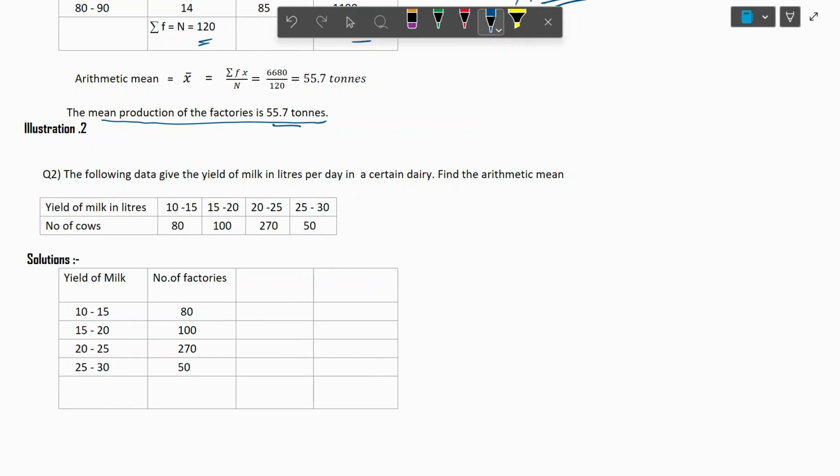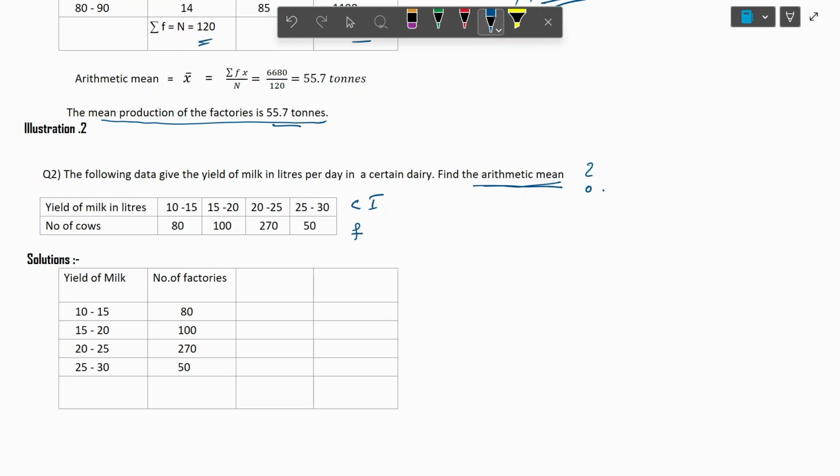Question number 2. The following data give the yield of milk in liters per day in a certain dairy. Find the arithmetic mean. Here also the question is, what is your arithmetic mean? Now, go through the question. It is given the yield of milk in liters. See here, this is in class interval, very clear. 10 to 15, 15 to 20, 20 to 25, 25 to 30. Number of cows, 80, 100, 270, 50. Only 4 values are there. Therefore, here this is continuous data.